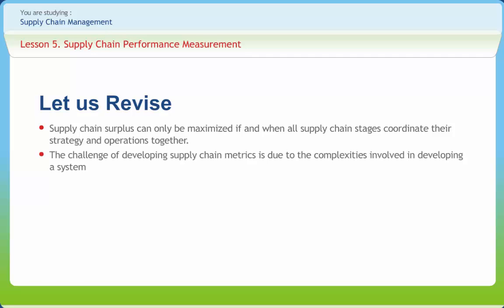The challenge of developing supply chain metrics is due to the complexities involved in developing a system that is well connected to the rest of the organization, is balanced in terms of measuring short-term and long-term performance, and which helps motivate and guide supply chain professionals. The ultimate objective of an integrated supply chain is a supply chain which is seamless. The seamless supply chain is an idealized concept of perfect information flow and perfect material flow, facilitated by all supply chain players thinking and acting as one.